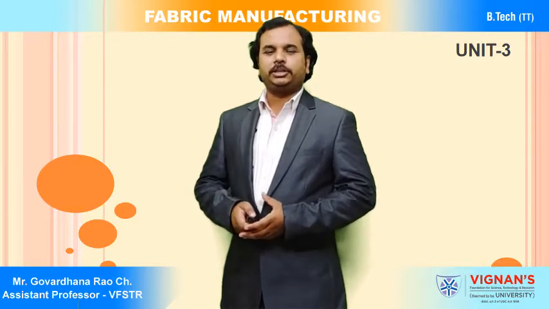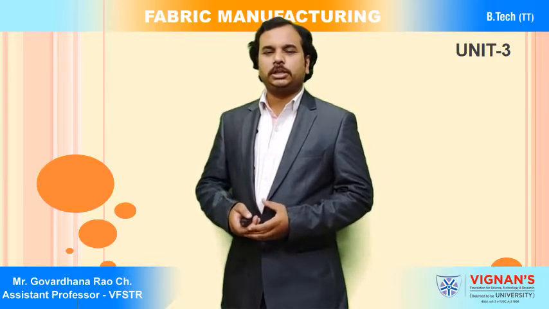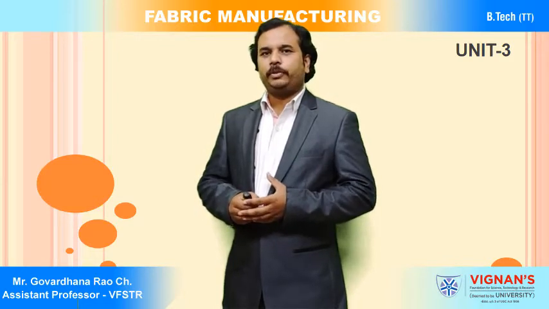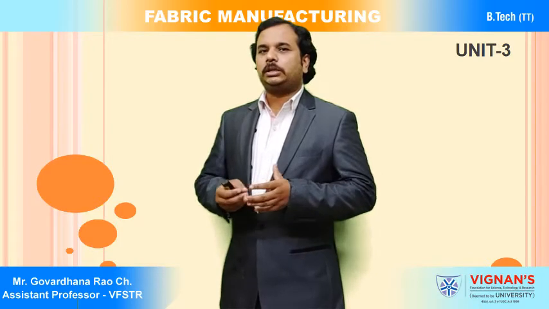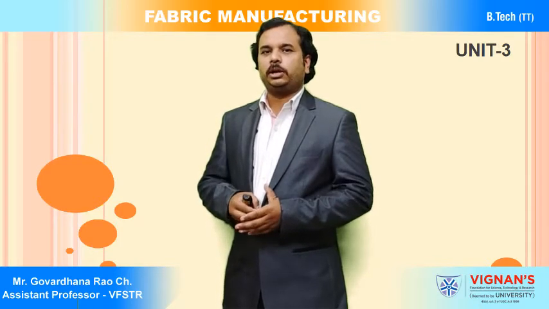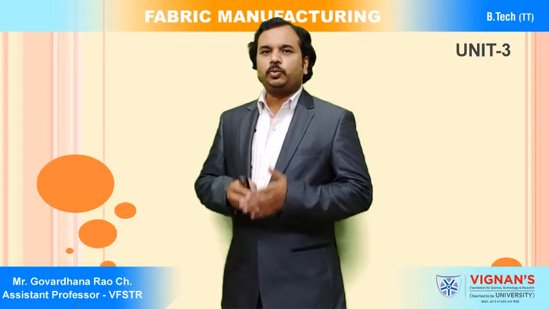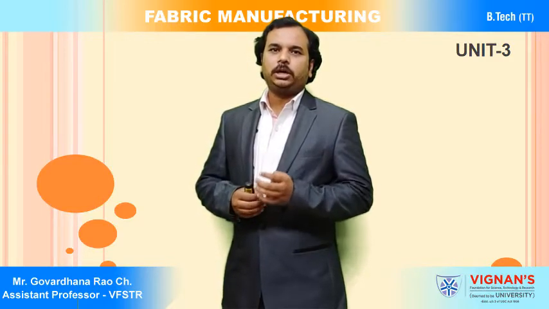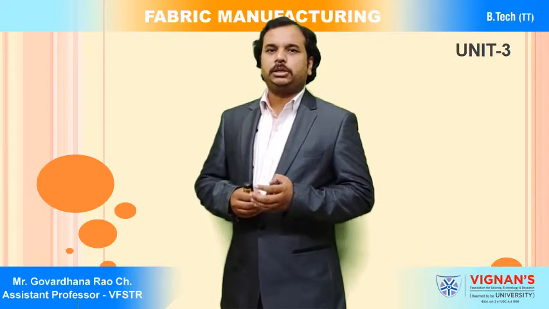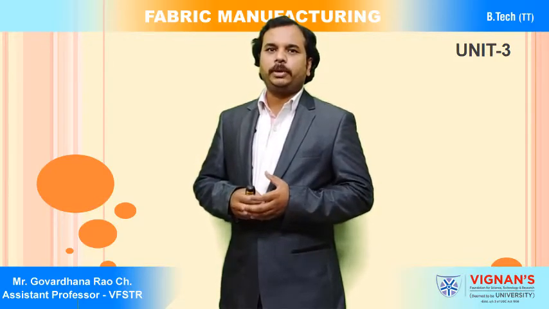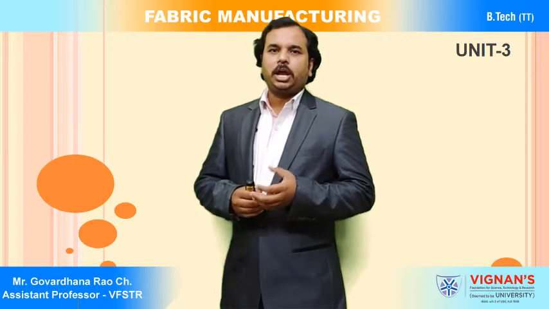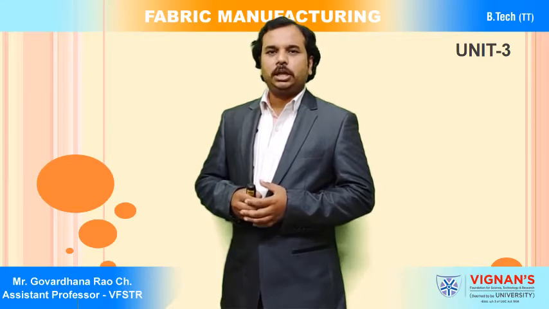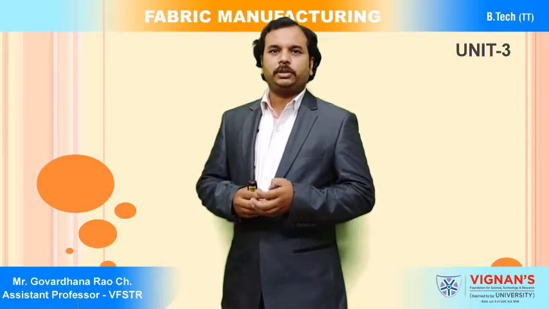In the previous sessions, unit 1 and 2, we have discussed the complete weaving preparatory process. Once again I am repeating what we have learned from unit 1 and unit 2. In unit 1 we discussed winding technology, how the yarn packages, from smaller packages to bigger packages, are converted, and along with that, one of the major objectives in winding is the clearing of yarn faults.